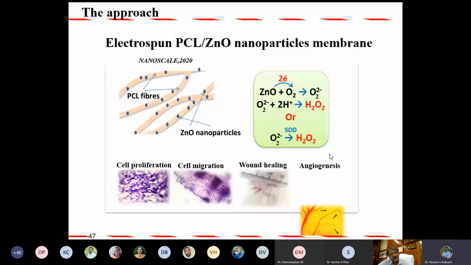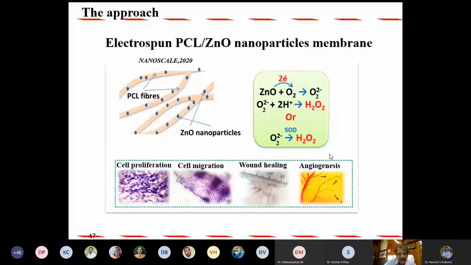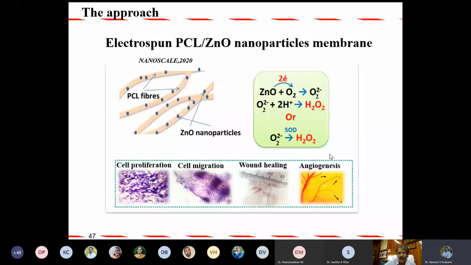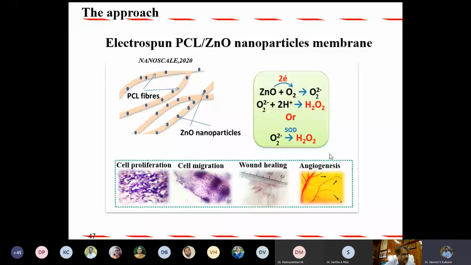Next slide. You can see the cell proliferation, cell migration, wound healing, and angiogenesis is taking place. So we have very systematically looked at all this process. We have done a tremendous amount of animal studies and in vitro studies. Next slide, please.